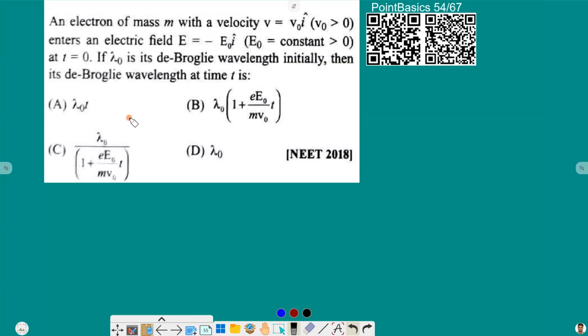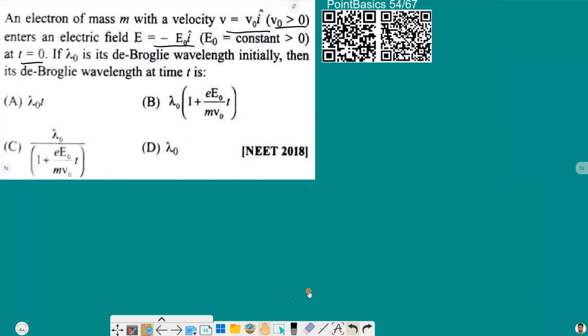Moving ahead, the electron of mass m with velocity v naught i, where v naught is greater than 0, enters an electric field E is equal to minus E naught i. E naught is constant greater than 0 at t is equal to 0. If lambda naught is the de Broglie wavelength initially, then the de Broglie wavelength at time t is. So we have to calculate de Broglie wavelength at some time t. So let me adjust this question slightly on screen.